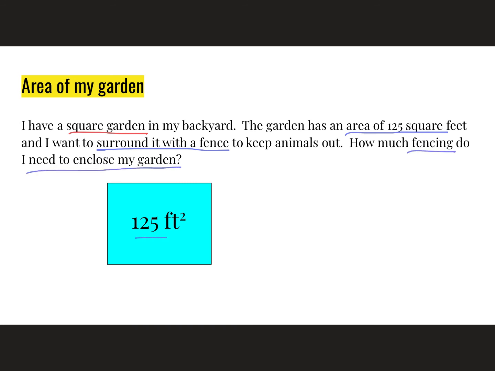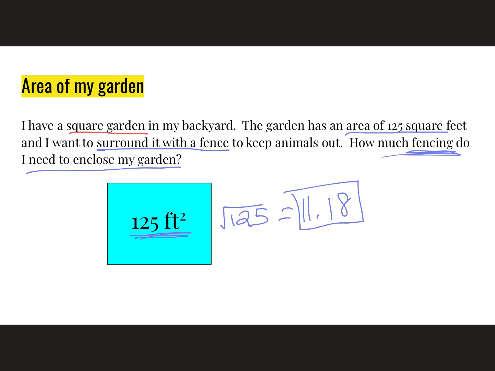Well, all I know is the area of my garden. If the area of my garden is 125 square feet, then each side is going to be the square root of that. So each side is the square root of 125, which is about 11.18 if I put it into my calculator. So that's how long each side is, but the problem is I don't need to know the side. I need to know how much fencing I need.